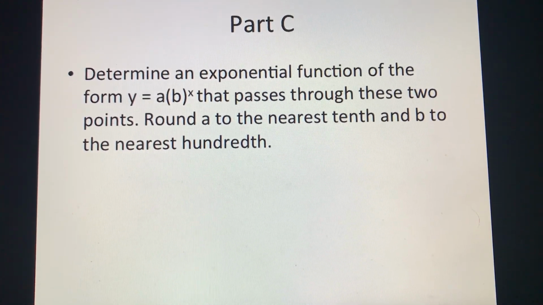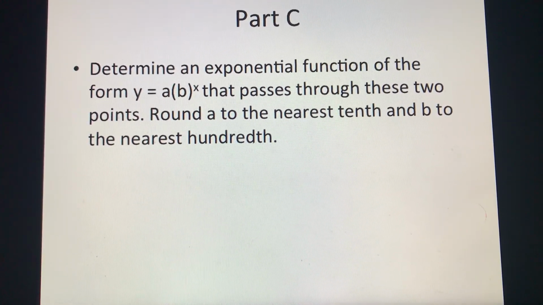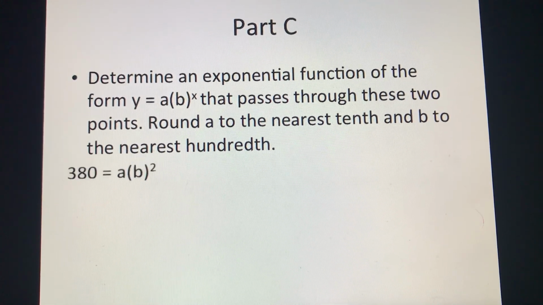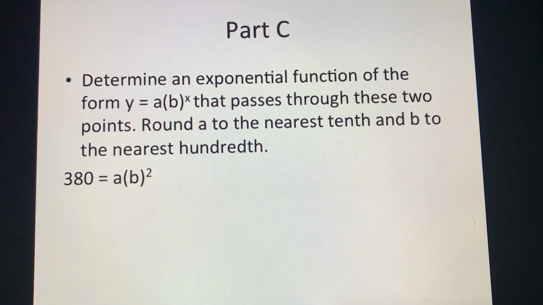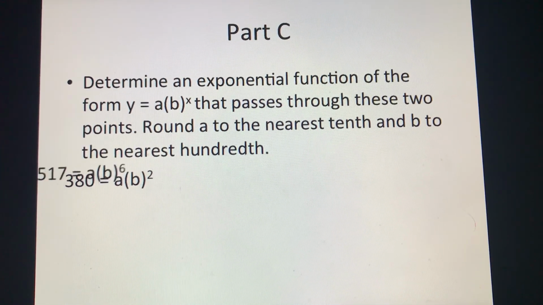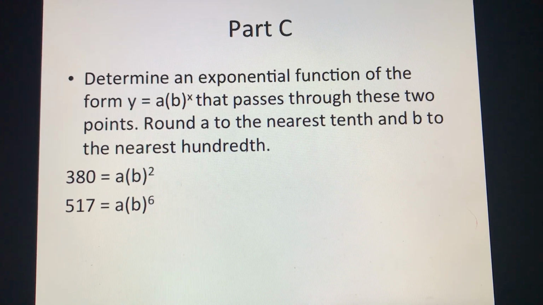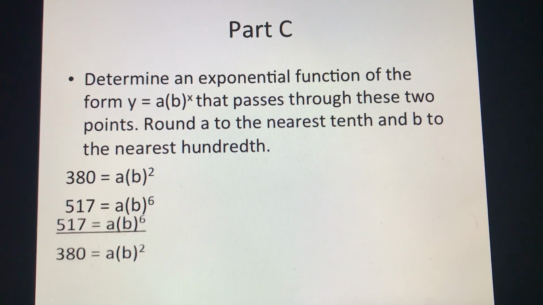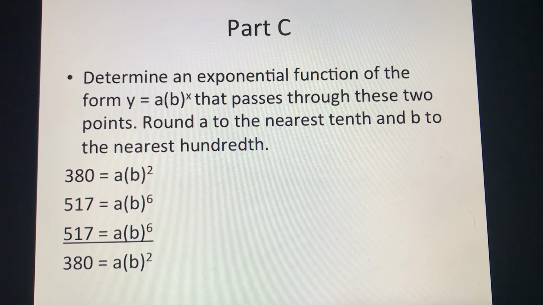So, we can do substitution since we don't have our y-intercept. You're going to substitute in the (2, 380), which will be 380 equals a times b squared. Do the same for the (6, 517) to get 517 equals a times b to the 6th power. Divide the larger equation by the smaller equation. 517 equals a times b to the 6th power, divided by 380 equals a times b squared.